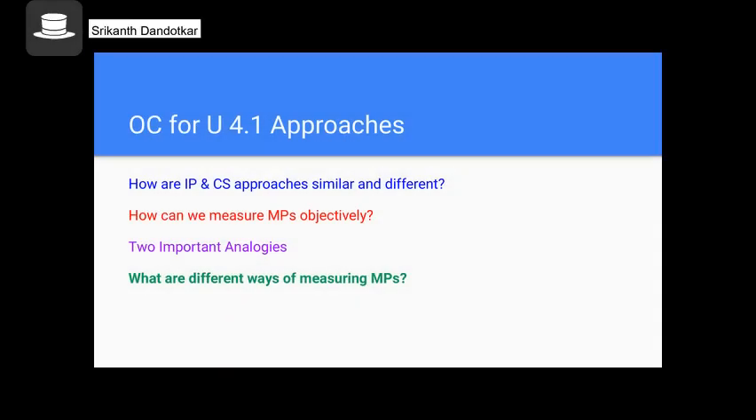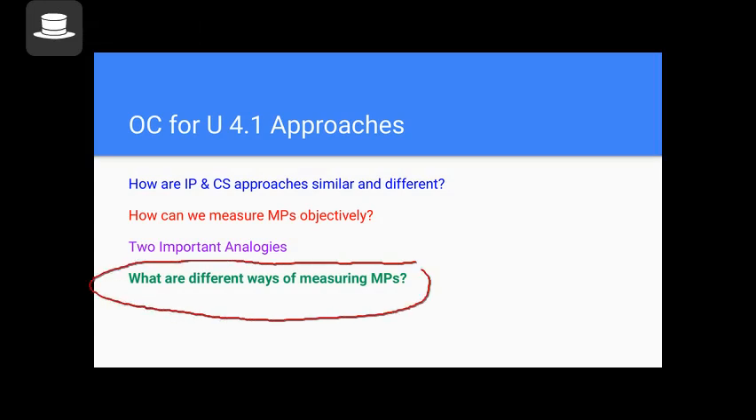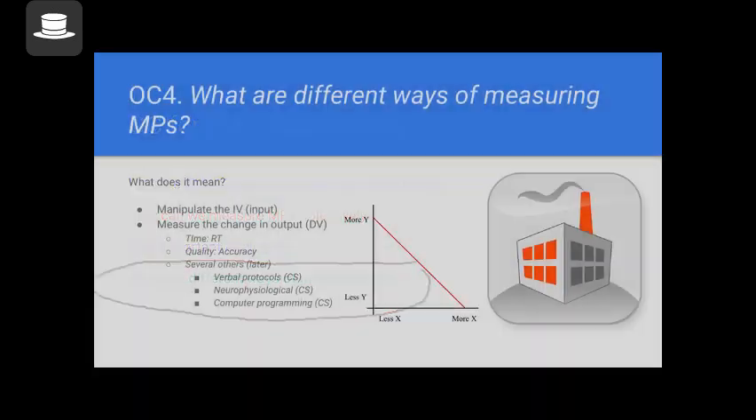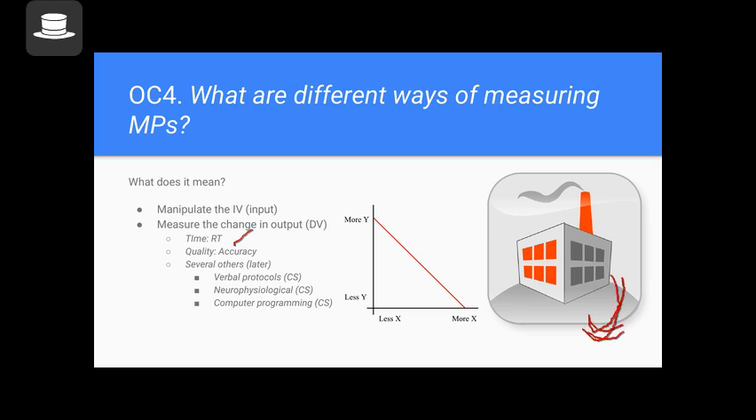Okay, this brings us to the last objective, which is how our mental processes are measured. What are the different aspects of the output that we measure? If you remember, in the last video we talked about the reaction time, the time of the output, and the accuracy, the quality of the output. And we said there are several others. These several others are specific to cognitive science.